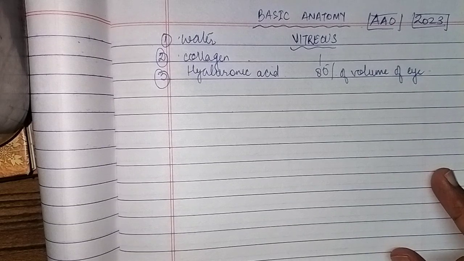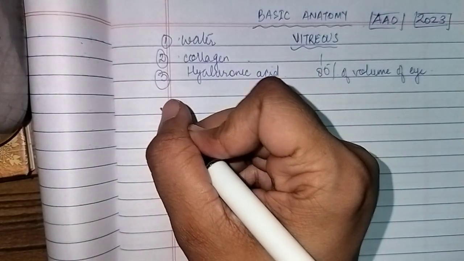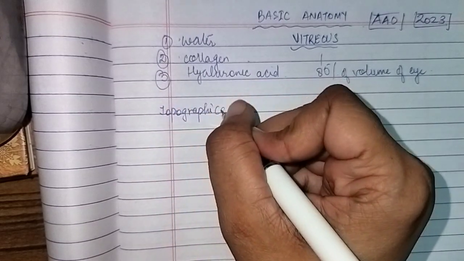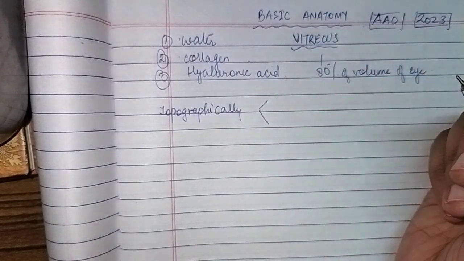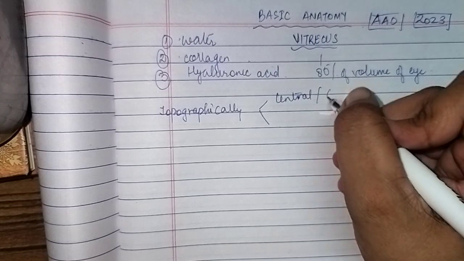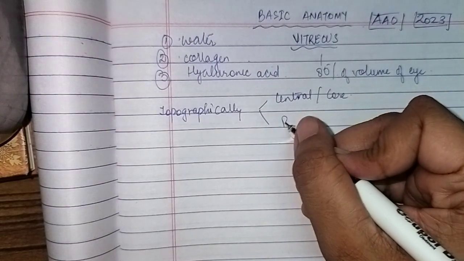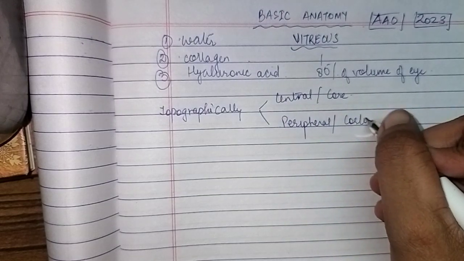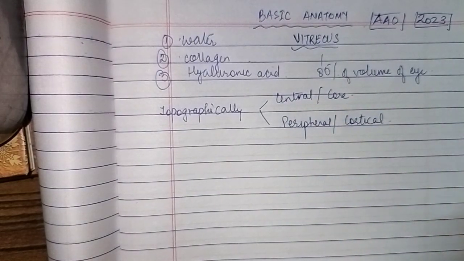Okay, now if we divide vitreous topographically, it is divided into two main topographical areas, the central or the core vitreous and the peripheral or the cortical vitreous.